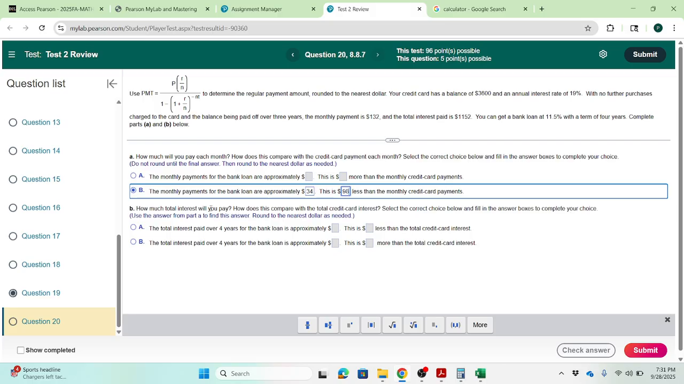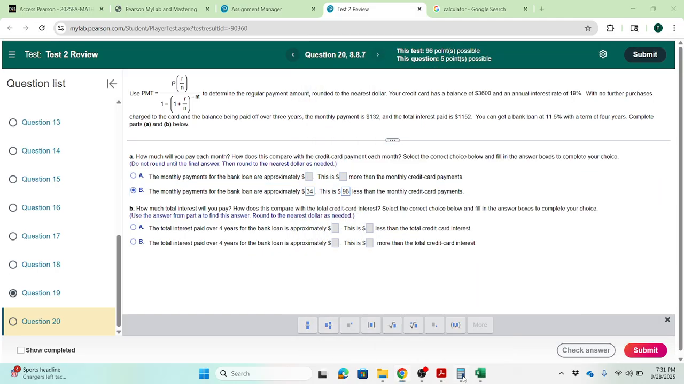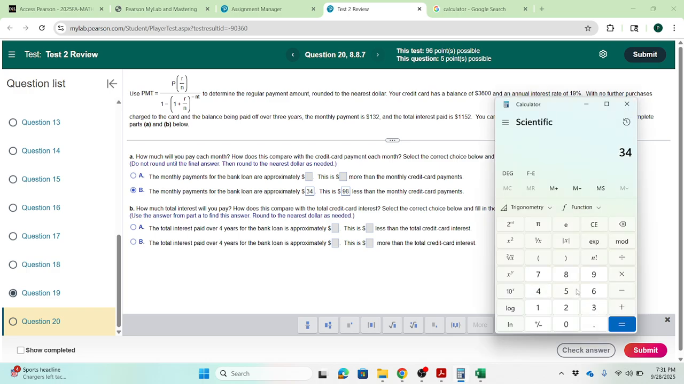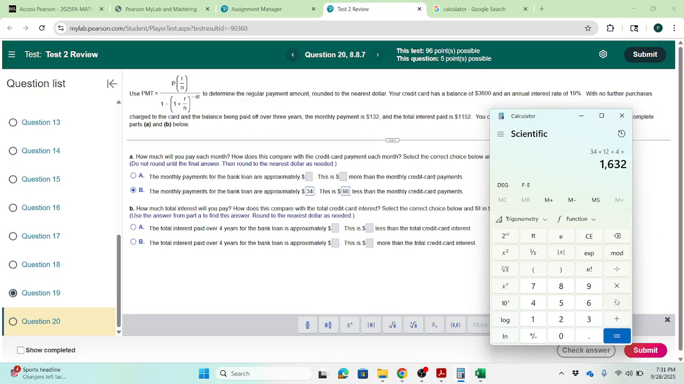How much total interest will you pay using this 34? So 34 times 12 times 4 years, which is approximately $1,632. I pay for, what is that? Did I miss something here? Yes, I did. So this is a mistake because it's supposed to be greater than 3600. So let me just go back and use this formula one more time.